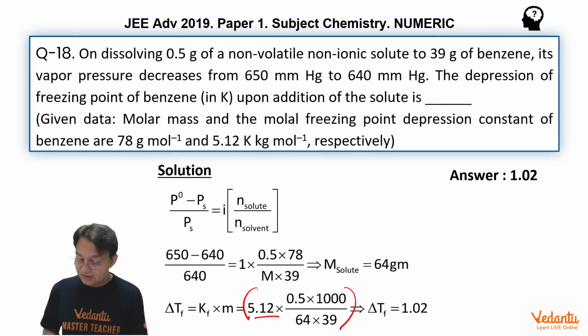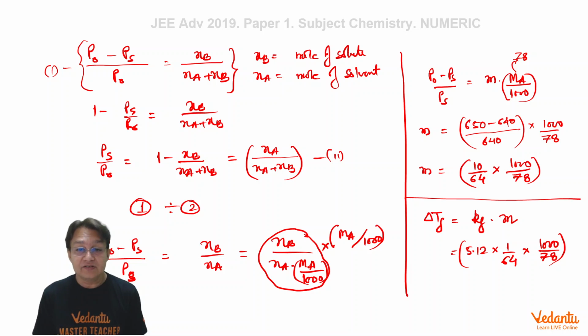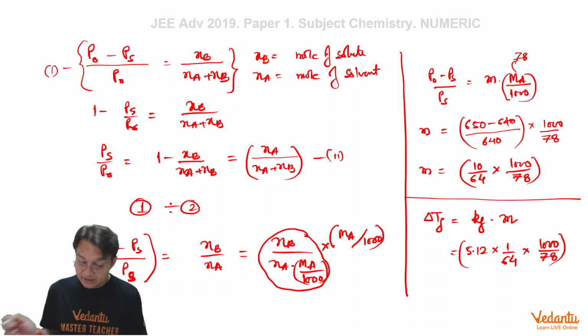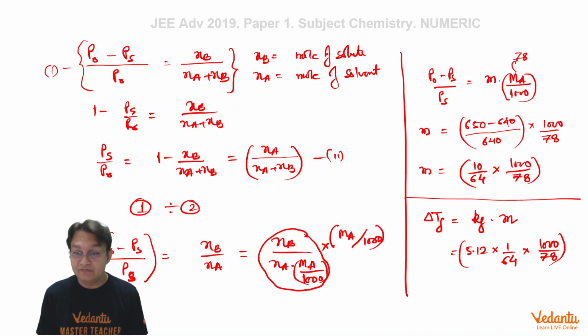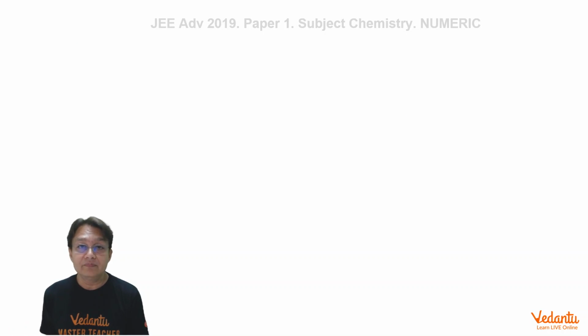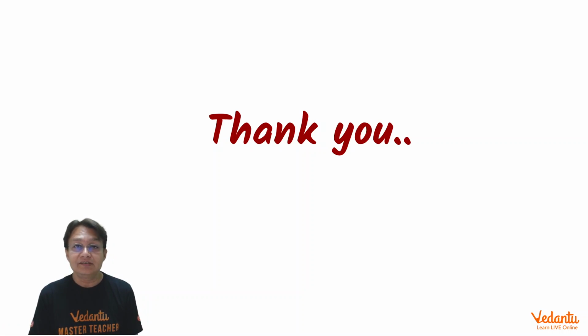I hope that you understand this solution which I have given you, especially this equation where P naught minus Ps upon Ps is given as Nb upon Na, and it has been converted into molality. See this very interesting equation, and from this you can solve the problem. I hope that you understand this problem and enjoyed it. Thanks very much for watching.